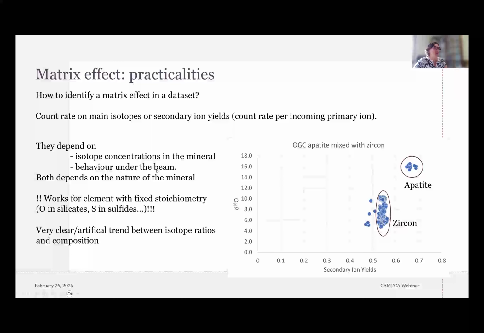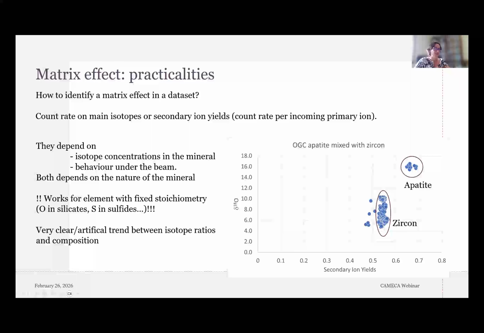I also just wanted to discuss briefly how we can identify a matrix effect in a dataset. That's always interesting from a quality control point of view. We can look at the count rate on the main isotopes, or secondary ion yield, so count rate per incoming primary ion. These count rates reflect the concentration of the element we are analyzing in the mineral, and also the behavior of the mineral under the beam. So this is really dependent on the mineral itself, so really matrix dependent.